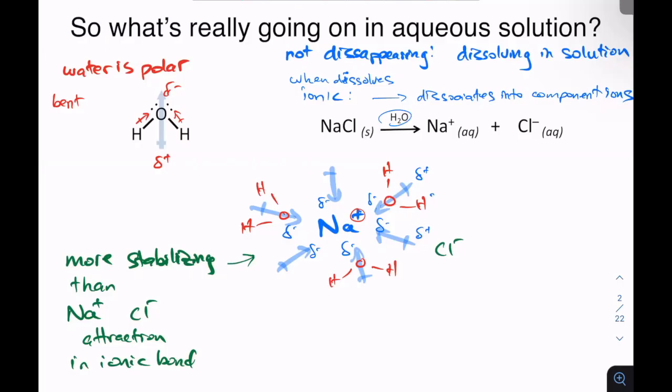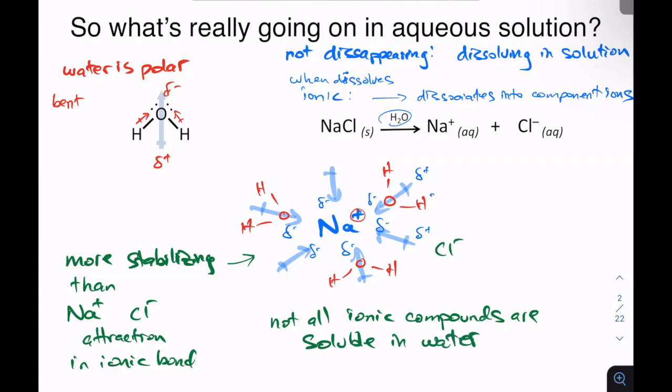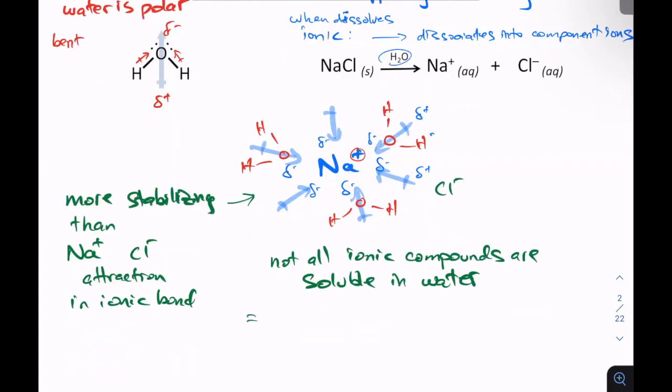Okay, so not all ionic compounds are soluble in water. If it's not soluble in water, that's what we call insoluble. And if you're insoluble, that means that it forms a precipitate, and we would write that as an S. A precipitate is a solid. Now, these are terms that you've already heard in lab, and you've seen this happen in lab.